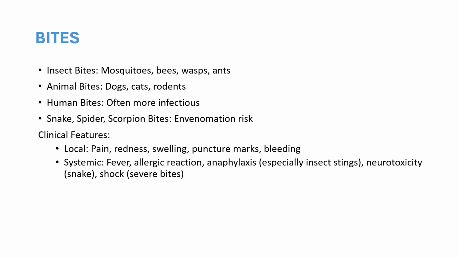Human bites are often more infectious, and the organism which can cause infection in dog bite as well as human bite is Pasteurella multocida. There are many other organisms, usually Pasteurella multocida, and the treatment is amoxicillin. Snake, spider, scorpion, there is envenomation risk.